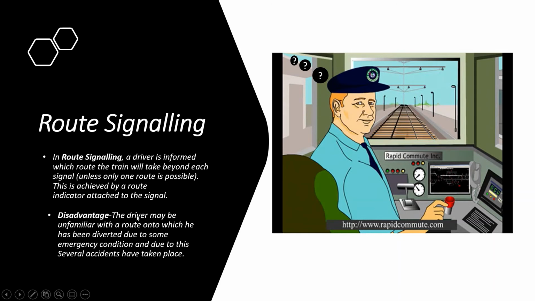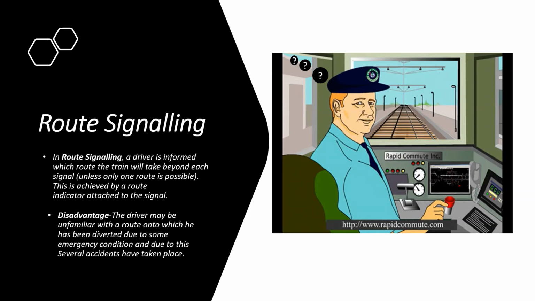The disadvantage is the driver may be unfamiliar with the route onto which he is being diverted due to some emergency condition, and due to this several actions have been taken because the driver was not able to know how to proceed to the next location as he is new to this path.